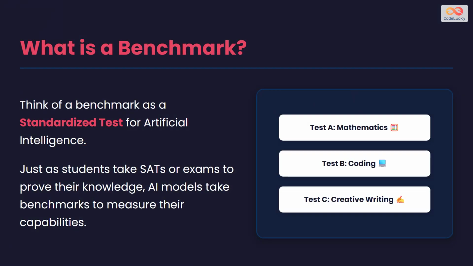So, what exactly is a benchmark? Think of it as a standardized test for artificial intelligence, very similar to the exams students take in school. Just as a standardized test allows us to compare students from different schools on a level playing field, benchmarks allow us to evaluate different AI models on their ability to solve math problems, write code, or answer questions.